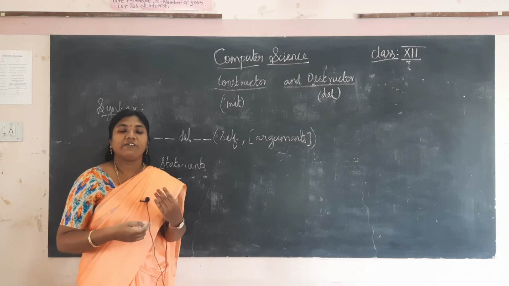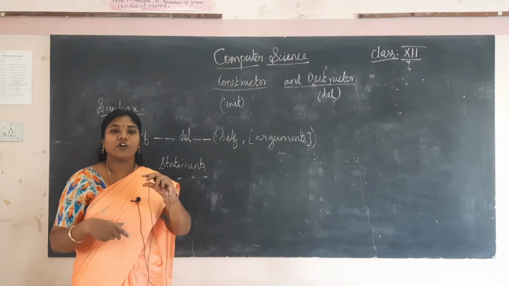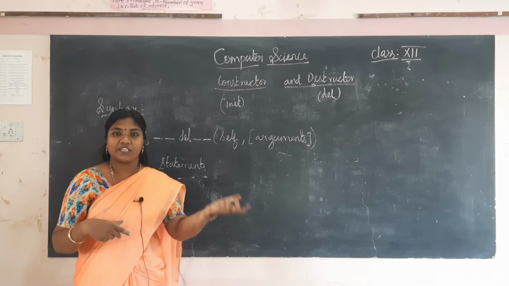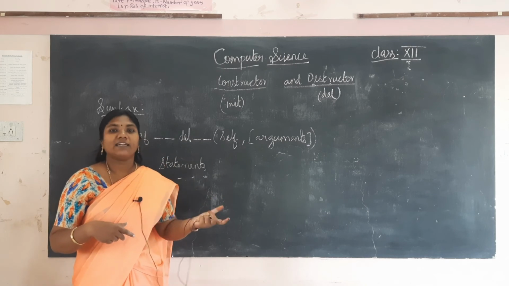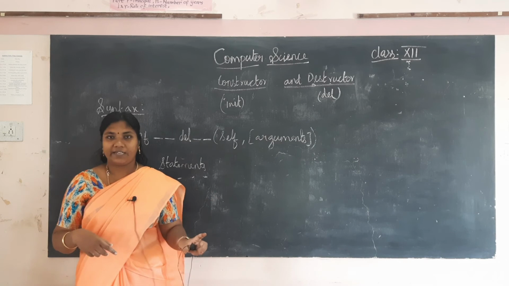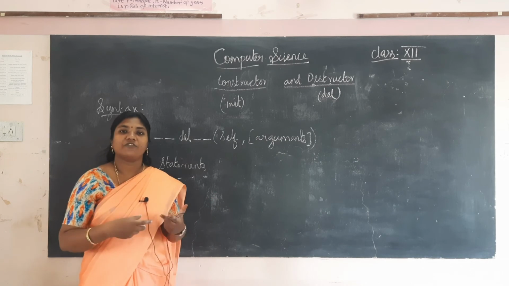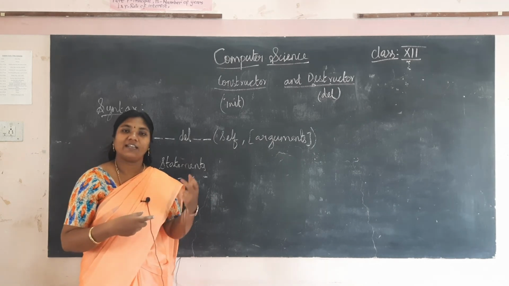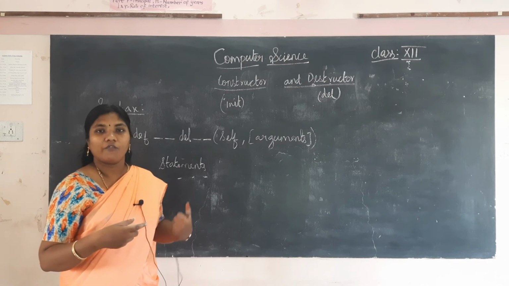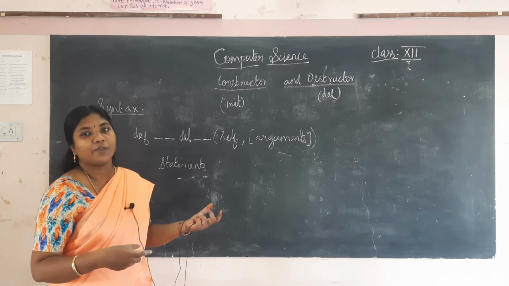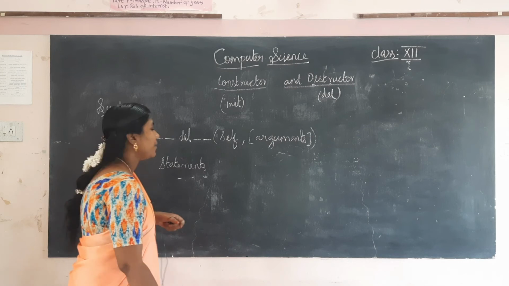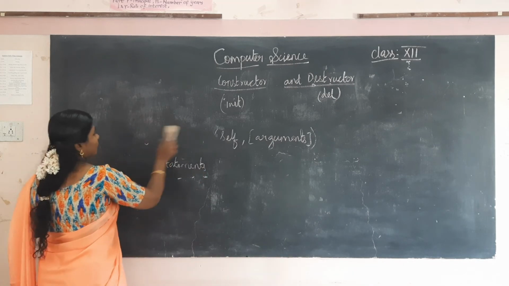So when you are moving to the next object, we have come out of the first object's class scope, isn't it? At that time the destructor will be called automatically. Once the function has been called and done the process, and you come out of that process, the destructor will be called automatically. Clear? So let us see a Python code.